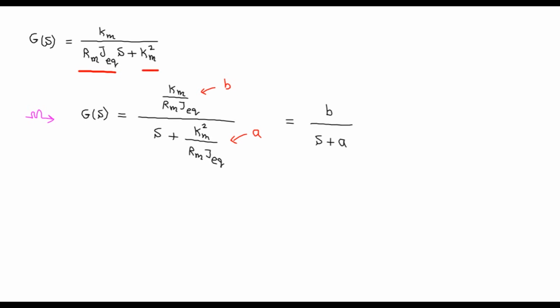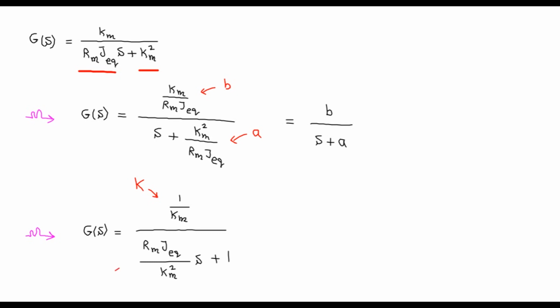In the second form, we can factor out the Km squared. So here's what we get. 1 over Km is usually shown by capital K, and it's referred to as open loop steady state gain. The constant before s is also shown by tau, and it's called open loop time constant. So here is the simplified version.